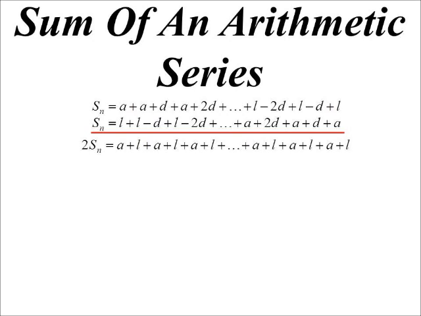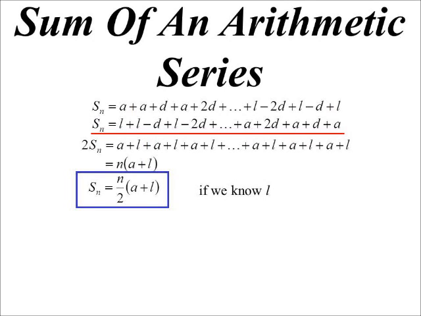Question is, how many groups of A plus L's do we have? Well, N, because each one of those pairings matches up with a particular term, and we know there are N terms in our sum. So we know that's N lots of A plus L. Well, divide by 2, and I've got a neat little formula. So if I know what the last term is, I can say I know the sum of this series. It's going to be the first term plus the last term, multiplied by N on 2.